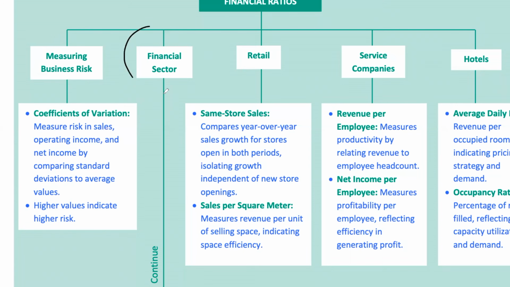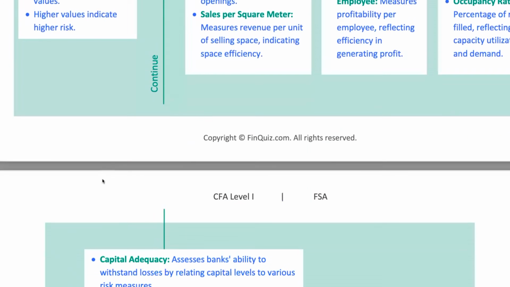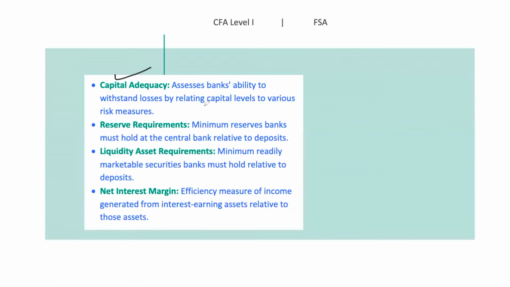For the financial sector, key ratios include capital adequacy, which measures the capital a bank holds against its risk-weighted assets. Monetary reserve requirements, cash reserve ratio, calculated as reserves held at a central bank divided by specified deposit liabilities. Liquidity asset requirement measures liquid assets as a percentage of specified deposit liabilities. Net interest margin represents net interest income as a percentage of total interest earning assets.